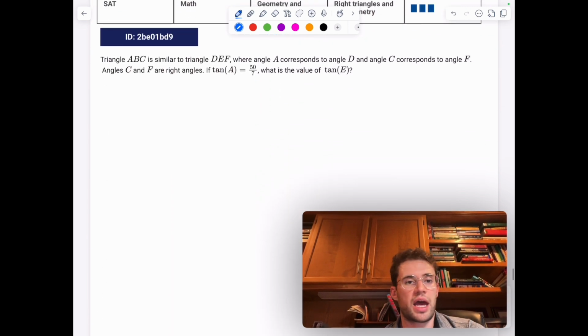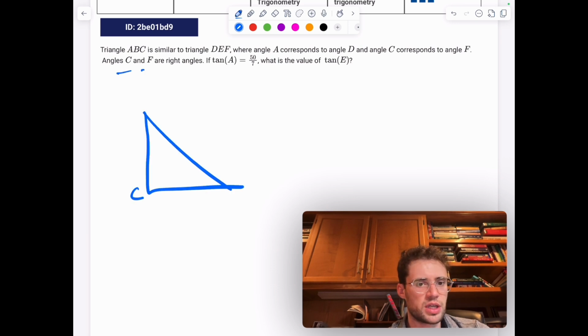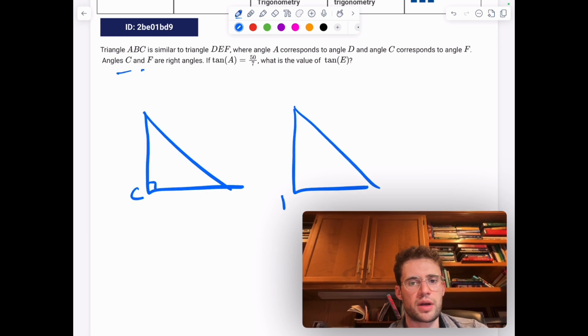And then here we have triangle ABC is similar to triangle DEF, where A and D correspond and C and F correspond. Does it say which one's the right angles? Oh, angles C and F are right angles. So C is a right angle, F is a right angle, and then we have A corresponds to D, and B would have to correspond to E.